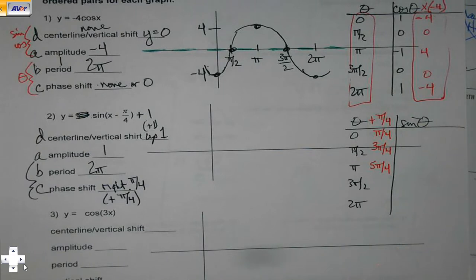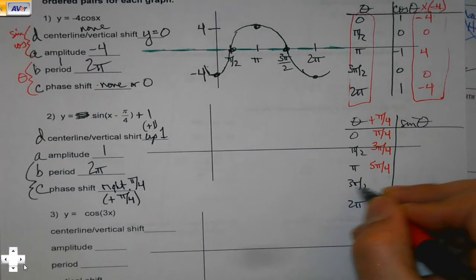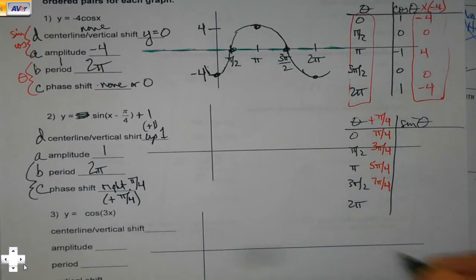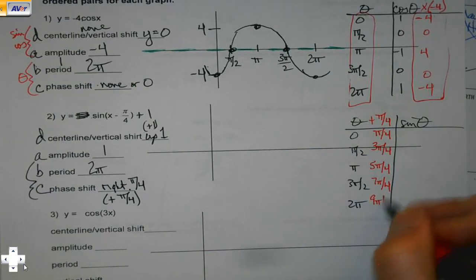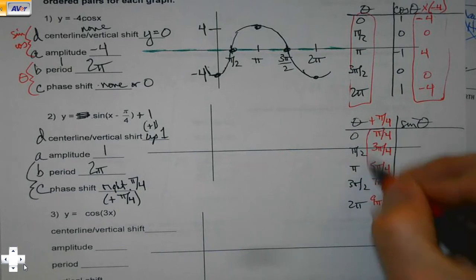Worst case scenario, take your calculator and type in 1 plus 1/4. Math, enter, enter. Okay? Because you'll have calculator access at this point. 3/2 plus 1/4 is 7/4. And 2 plus 1/4 is 2 1/4, or 9/4.